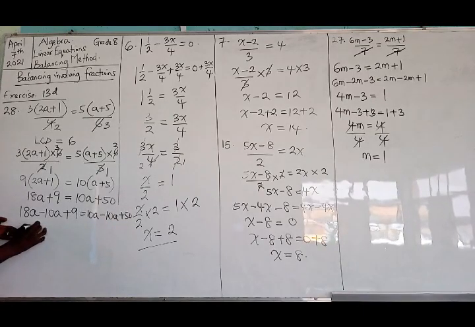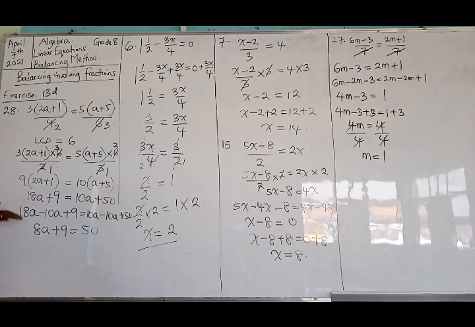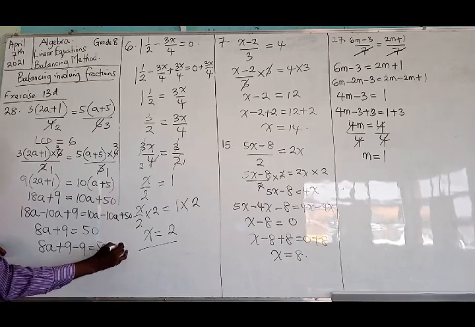So what does that give you? This will give you what? 8a plus 9 equal to what? 50. At this point, what don't I need on the left hand side? I don't need 9 because this is not where it should be. So pack your load and go. Plus 9 minus 9 equal to 50 minus 9.